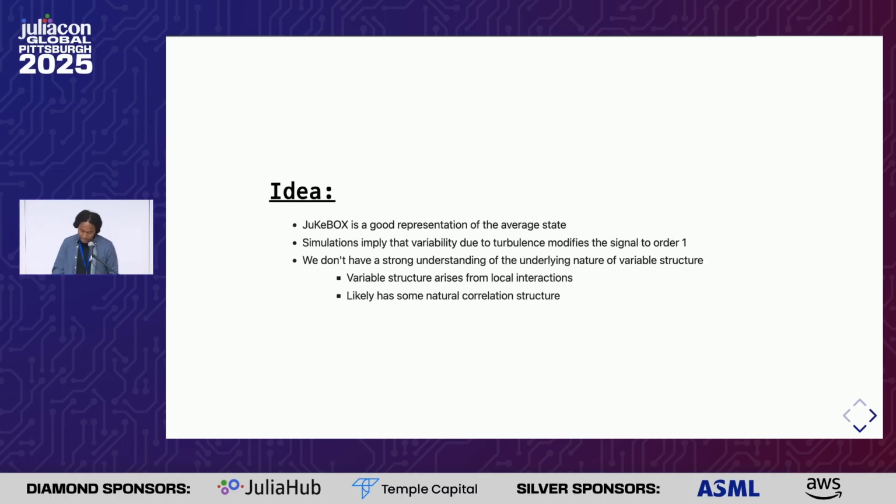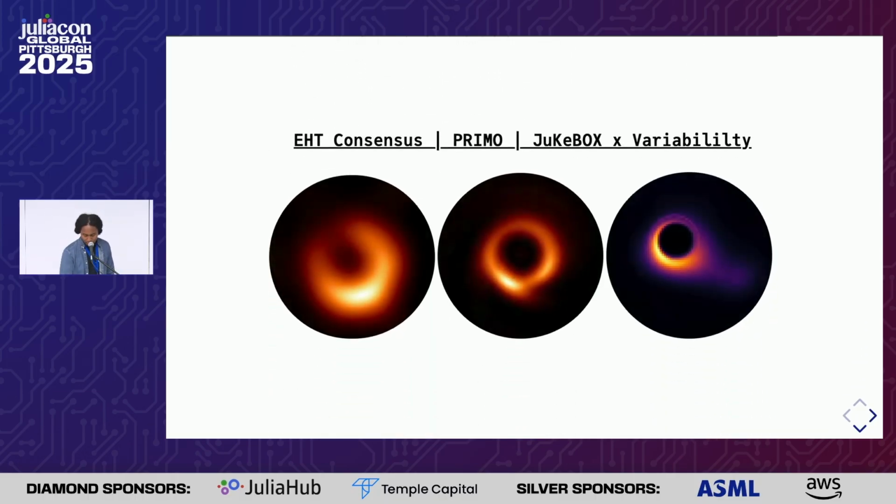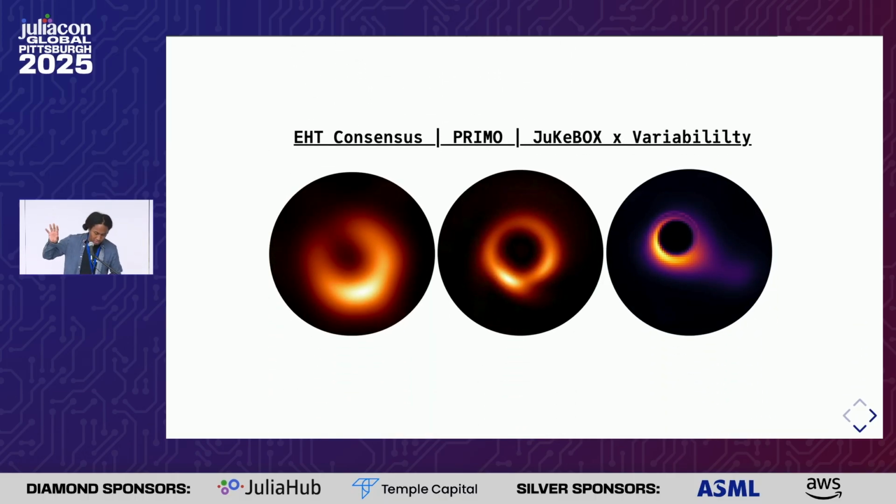Yeah, so summarizing that, the idea is that Krang is a good representation of the average image state. Simulations imply that variability due to turbulence affects your data up to order 1, so we want to incorporate that variability into the model. And this is preliminary, but this is just showing an example of said model fit to the 2017 data. So again, I have the EHT 2017 image that's shown there. The consensus image in the middle, I have this from the literature, this primo image that's generated from doing principal component analysis under a GRMHD assumption.